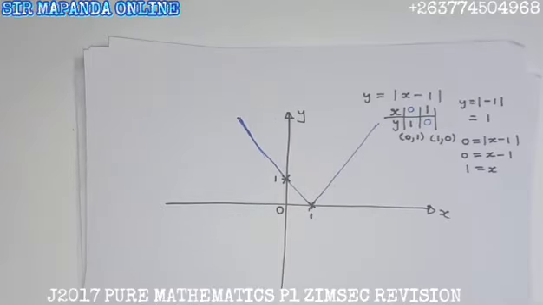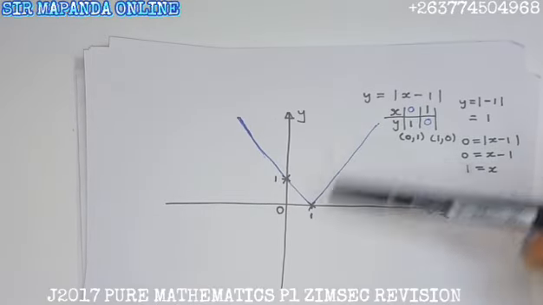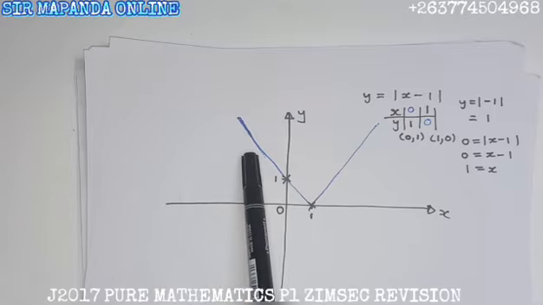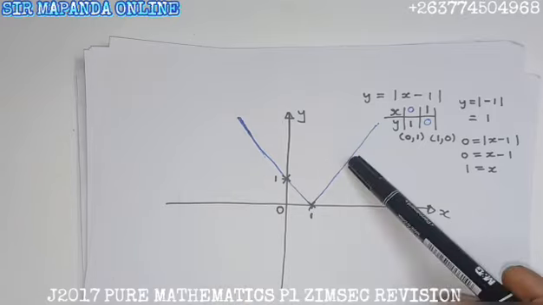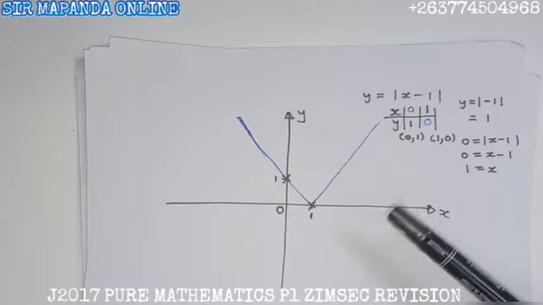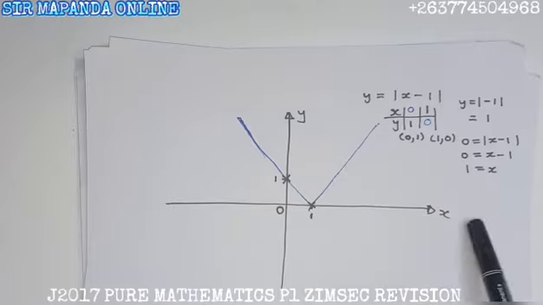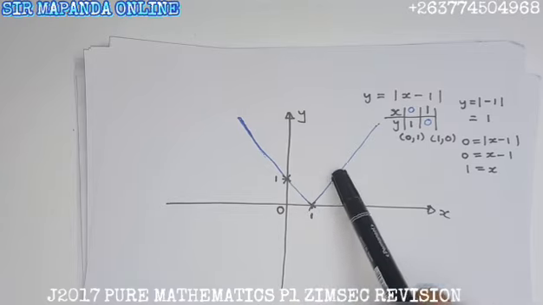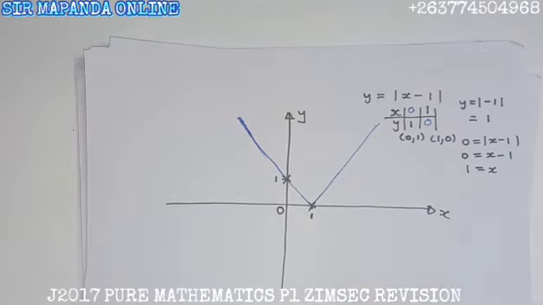If you plot the modulus, you get a V-shaped graph like this, passing through 1, 1. You need to sketch it in such a way that the slope on the left side is equal to the slope on the right side, in terms of the angle being formed by this slope with the x-axis, something like this.